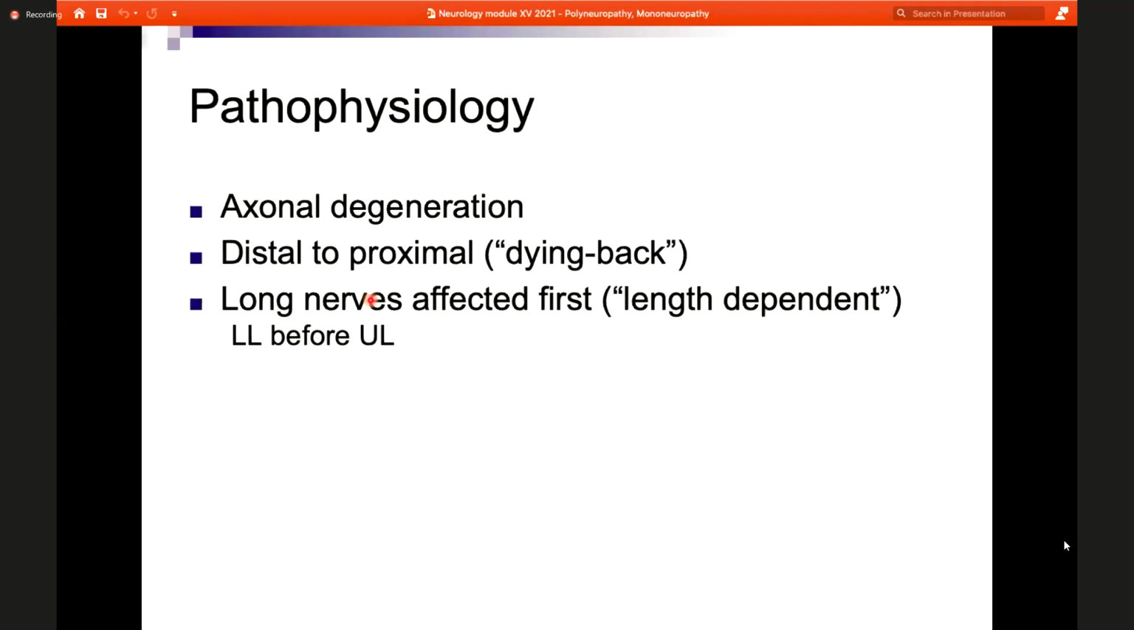Right. So this we have already discussed. This process is called the dying back phenomenon, and the distribution is length dependent, because the lower limbs are affected first, the longest nerves getting damaged first, and the less long nerves getting affected next.